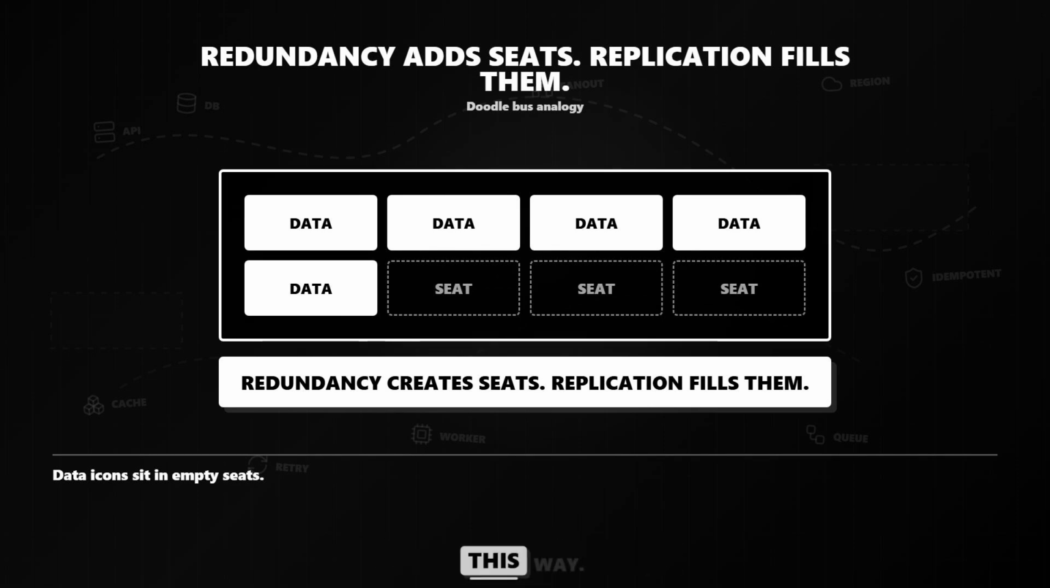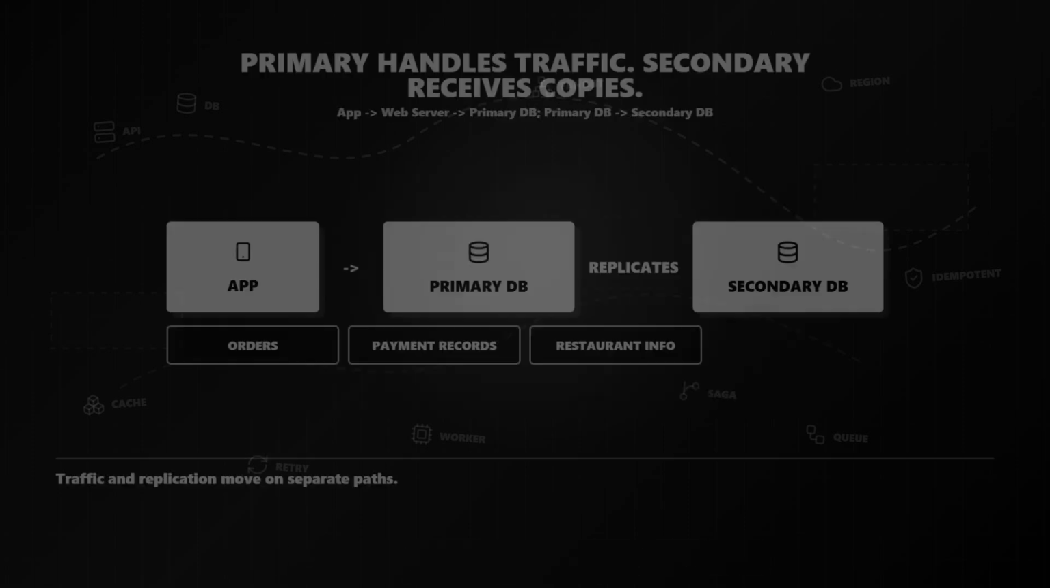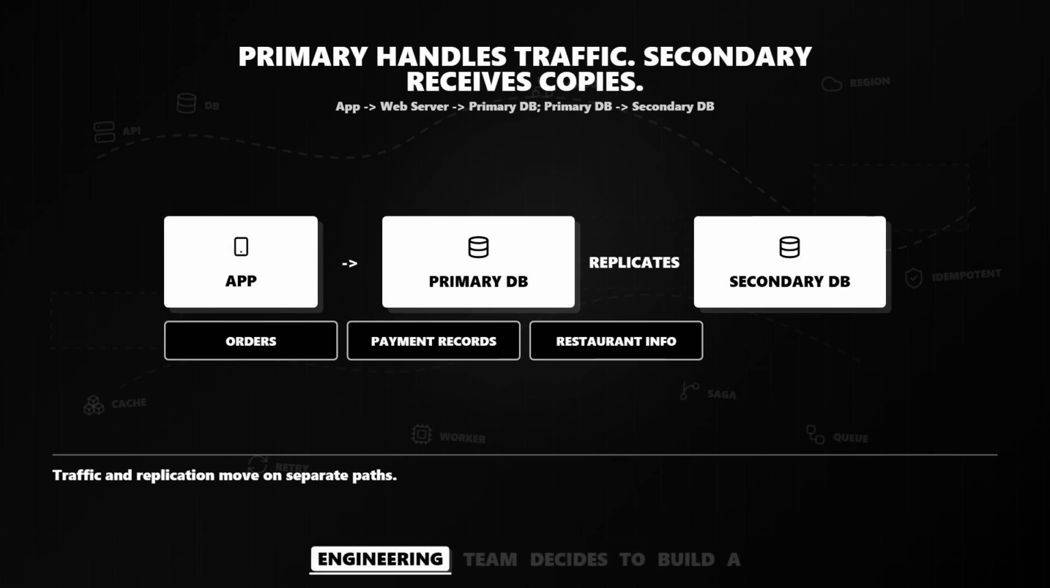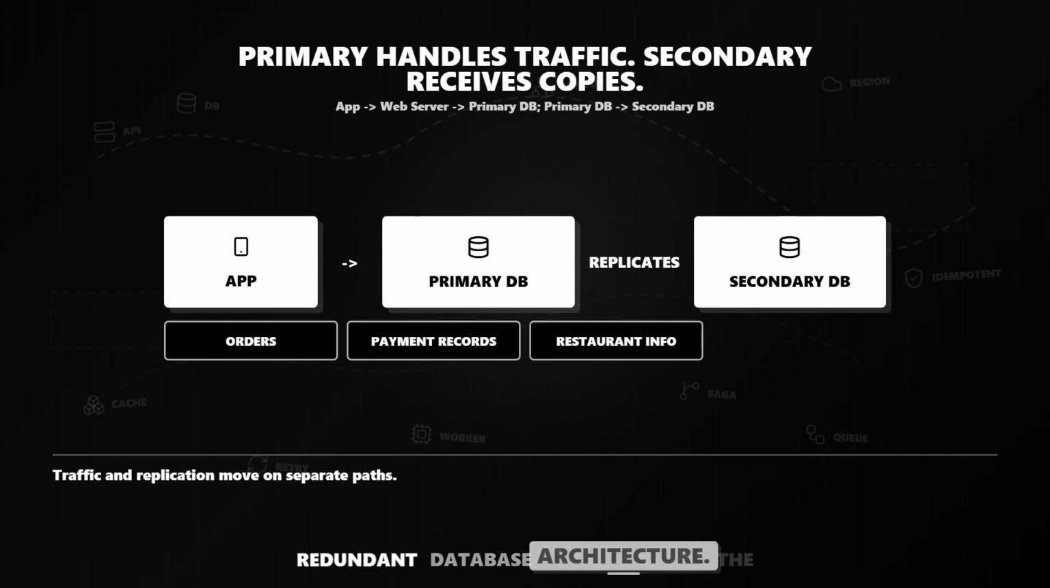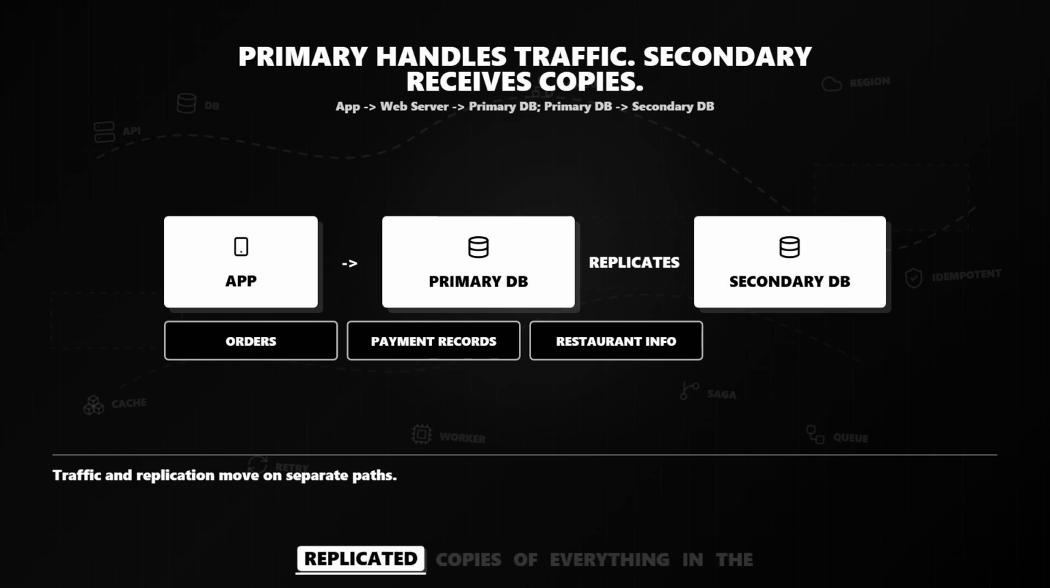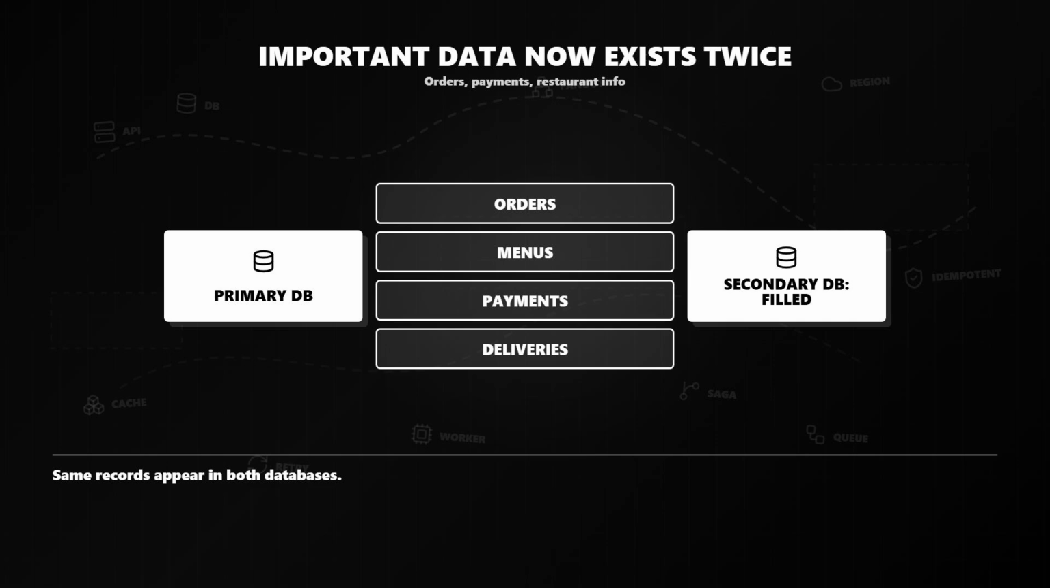I love to think about it this way. Redundancy creates extra seats on the bus. Replication makes sure those seats are actually occupied. So returning to FoodDash, the engineering team decides to build a redundant database architecture. The primary database handles all the live production traffic, while a secondary database continuously receives replicated copies of everything in the background. Orders, restaurant info, payment records, the whole shebang. Now, every important piece of information exists in more than one location.